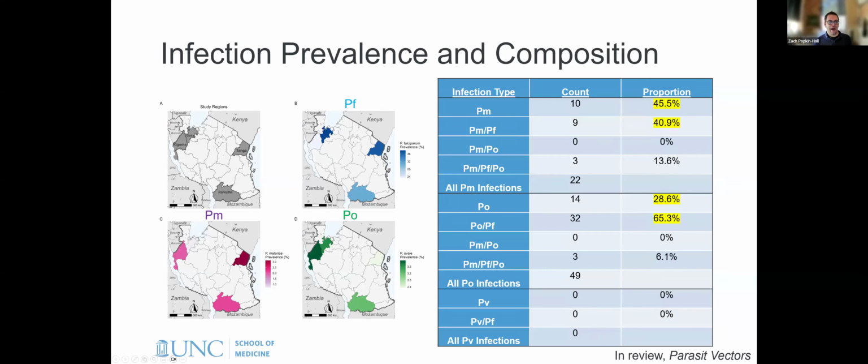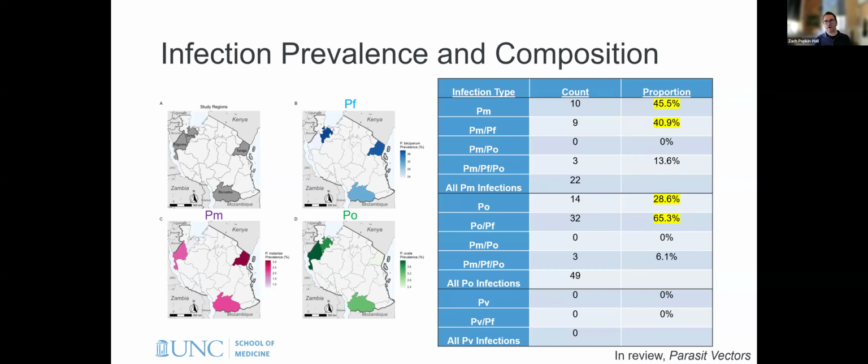In the bottom left, we have PM. This is fairly lower than we see for PF, but we do still see that it ranges between 1% and 3% in each of those regions. So there is definitely a substantial amount of Plasmodium malariae circulation. And on the bottom right, we're again looking at Plasmodium ovale. With the asymptomatic patients, we see that the prevalence for PO is pretty similar to what it is for PM, a little bit higher, surpassing 3.6% in Kigoma and ranging between 2.5 and 3% in our other regions.